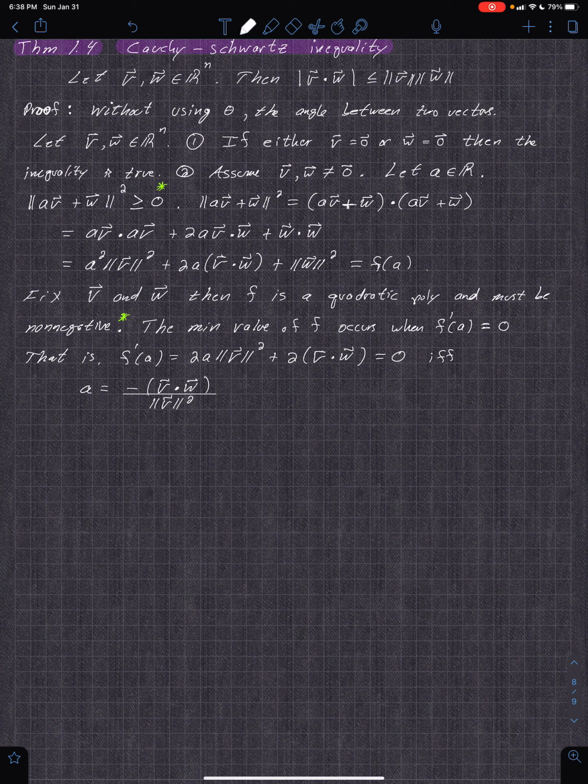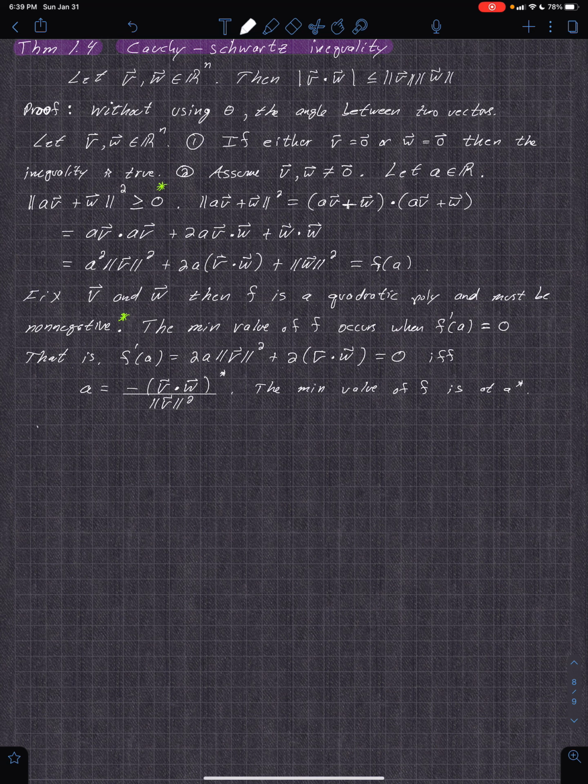Okay, so then, quadratic polynomial, basically what I'm implying here is that it has one minimum. So it must occur when it's 0. So that is its minimum value. So the minimum value of f is at a. So this a.